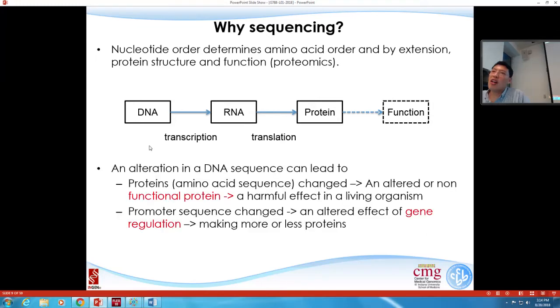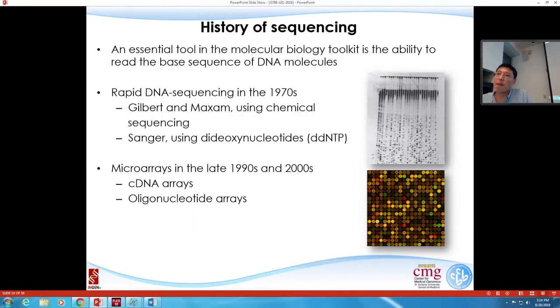So alterations of the DNA sequence have a lot of impact on our biology. If a nucleotide change happens in the protein coding region, it can change the protein sequence and further change its function. Sometimes a nucleotide change in a regulatory region can also alter gene regulation, making more or less protein. So we do need to do a lot of sequencing.